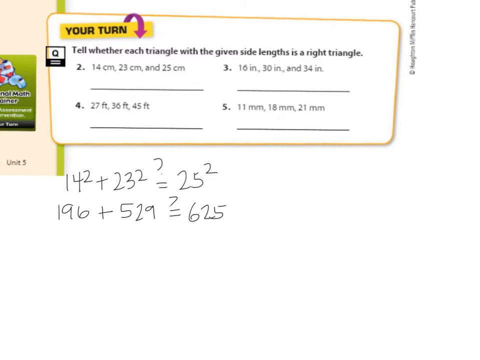So we need to add our A squared and B squared up. 196 plus 529, and we get 725. 725 is not equal to 625, so it is not a right triangle.